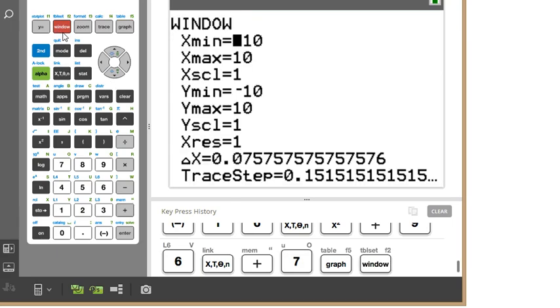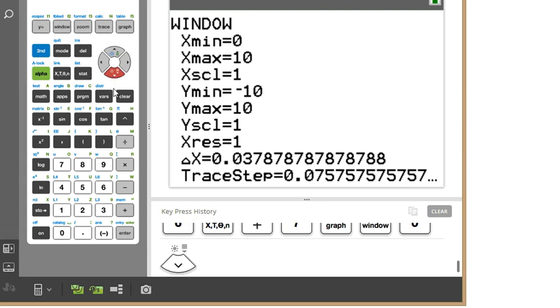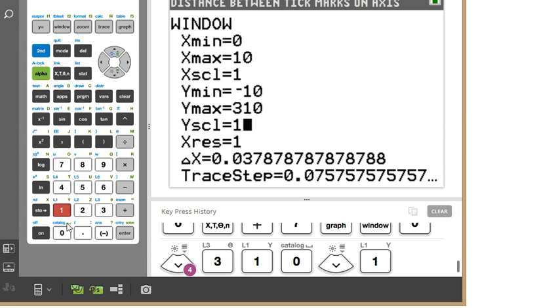We go to window, we go from x equals 0 all the way to, we'll leave it at 10. And then our y minimum we can leave at negative 10. And we know that we can go up to 302 feet as a maximum elevation. So I'm going to put 310 feet. I'm going to y scale up by 10. I'll put up to 25.